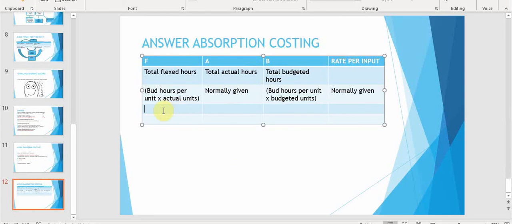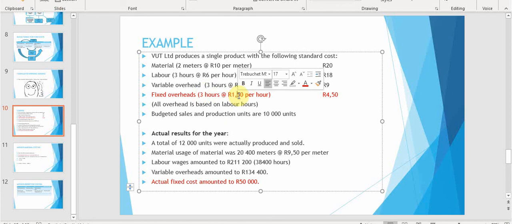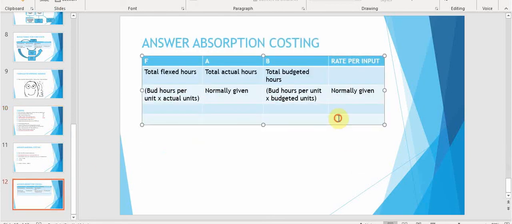Right, the block fab: flexed hours, actual hours, budgeted hours, and then we need the rate per input. The rate per input is quite easy because normally it's given. If I go to the question, what are the inputs? Hours. So please remember, inputs are hours, liters, meters, and then we have the per unit values, which is 20 Rand, 18 Rand, 9 Rand, 4 Rand 50. So the per input rate is 1 Rand 50 per hour. So I'm going to fill that out. 1 Rand 50 per hour.